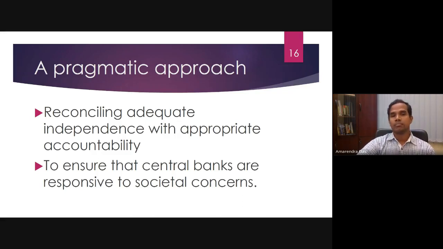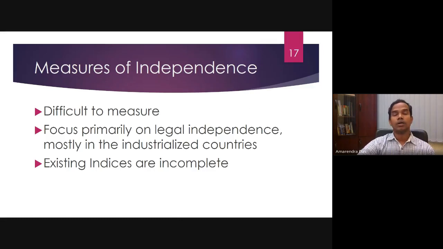There should be reconciliation of adequate independence with appropriate accountability. So the RBI should be given some autonomy, but there should be accountability. Similarly, the fiscal authority should also have some accountability. And this will ensure that the central banks are responsive to societal concerns like employment growth and price stabilization, and that inclusive measures are also taken.